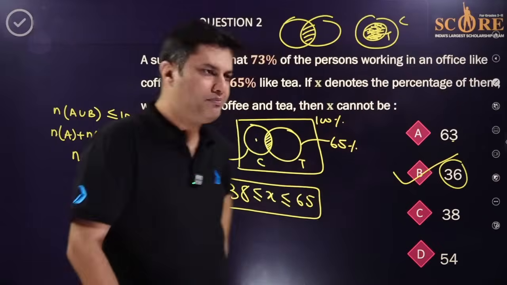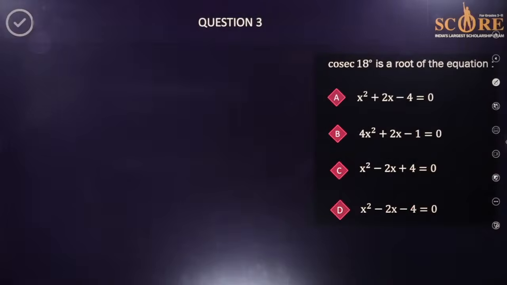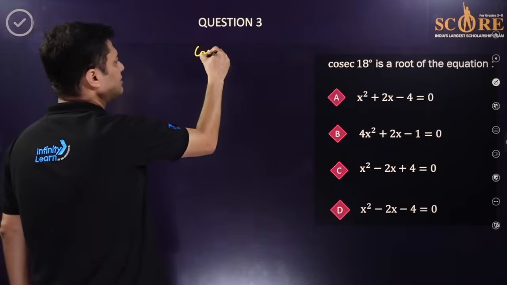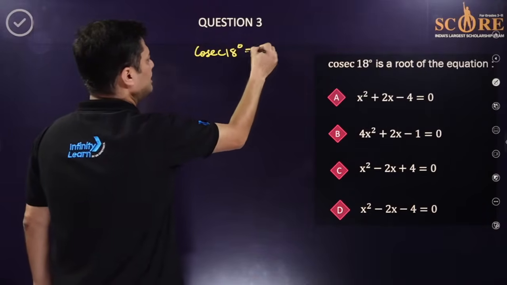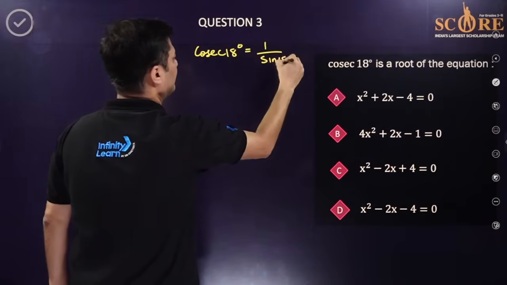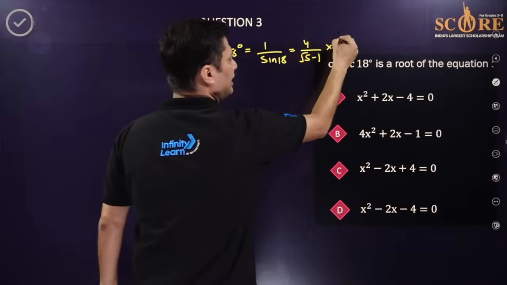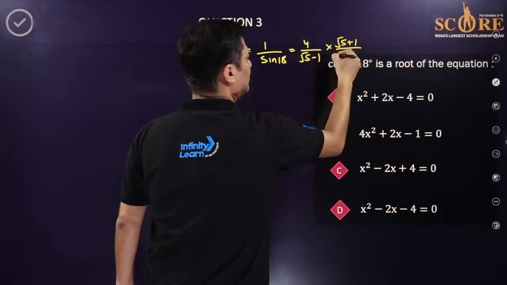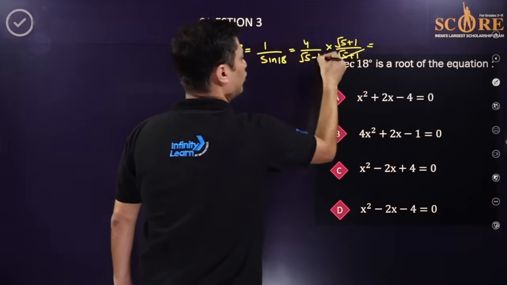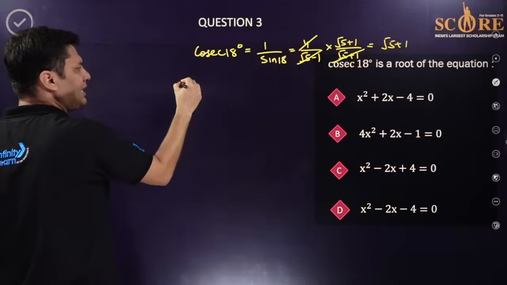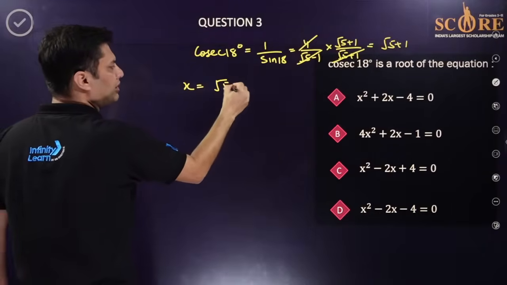Okay. Question number 3 says cosec 18 is a root of which equation? So cosec 18 is the reciprocal of sine 18, which is 4 upon root 5 minus 1. If you rationalize the denominator, 4 cancels and root 5 plus 1 is the answer. So cosec 18, let's say x, is root 5 plus 1.